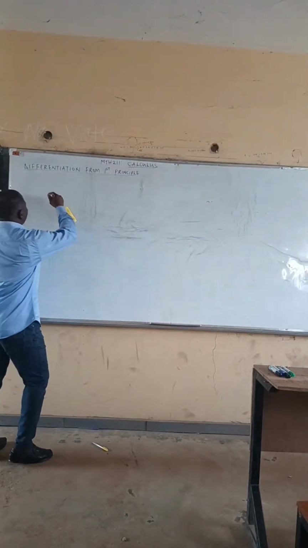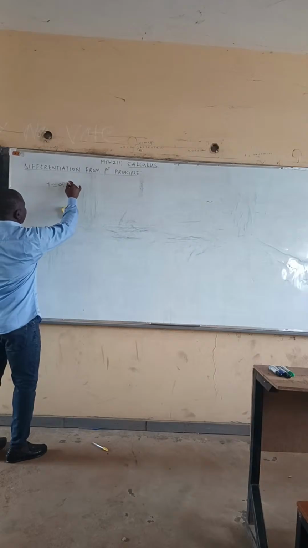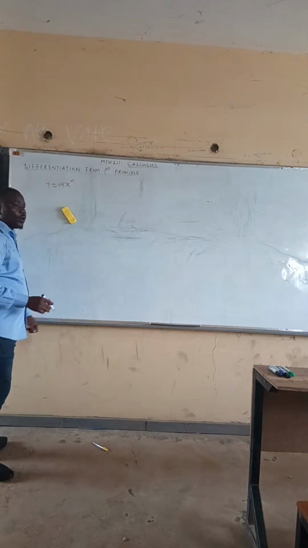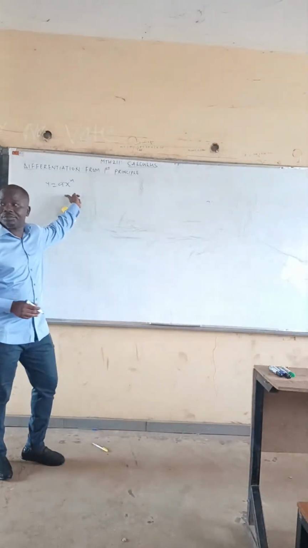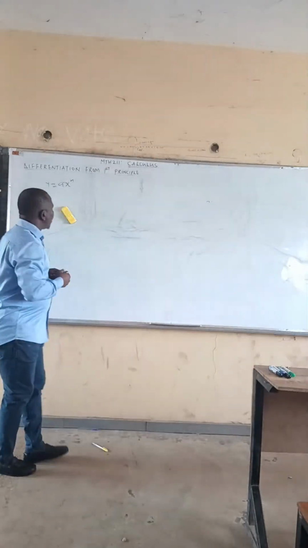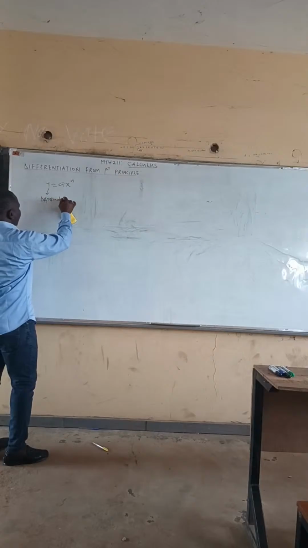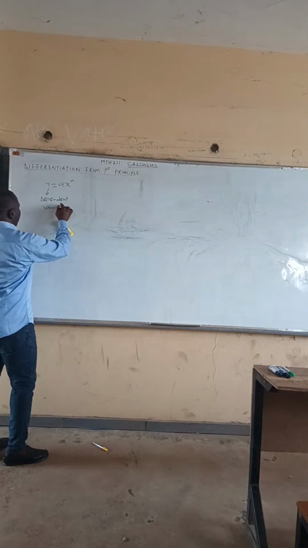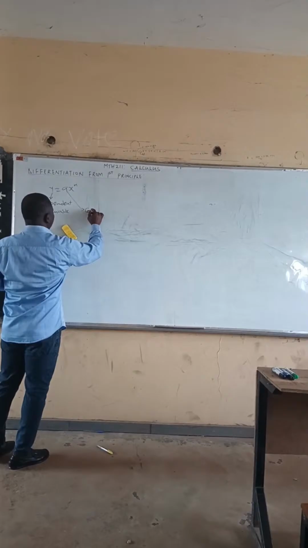If you have been given y equals ax raised to the power of n, we call this a function. This is a function. Are you following? We call this the dependent variable. This is called the dependent variable. And this a is called a constant.